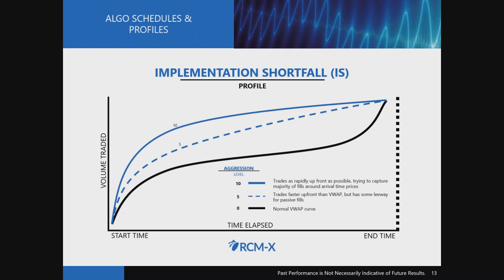You can also see how we apply that to another algo, like our implementation shortfall or arrival price algo. And so we're still looking at aggression on this one, but here it's affecting the steepness of the tilt. And so you can say you want the algo to trade really quickly up front, and that's at level 10 aggression, meaning you might see a little bit more market impact because you're trading a lot faster, but that's going to come with the trade-off of you have a little bit more certainty around those execution time prices. A lower aggression setting is going to come in faster than VWAP, but it's going to be a lot more closely to that rather than being much, much faster.